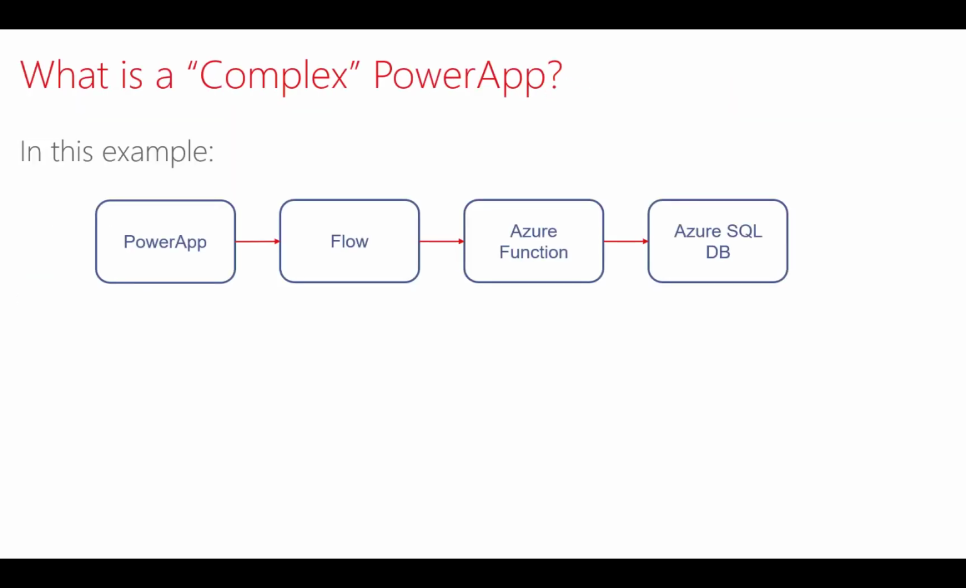Today I'd like to talk about measuring latency in complex Power Apps, and specifically tracking elapsed time within a Power App. So what do I mean by complex Power App? In this context, I'm talking about a Power App that has several dependencies or has complex operations. In the example I'll show you, I have a Power App that calls a flow, and that flow calls an Azure function, and that Azure function queries an Azure SQL database.